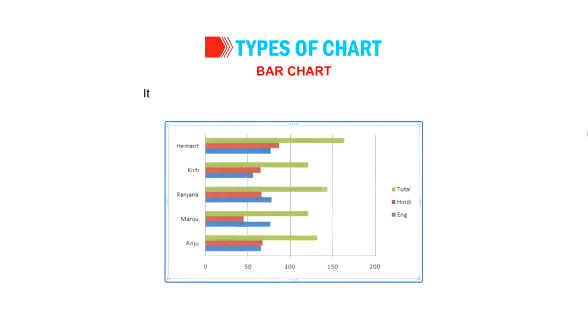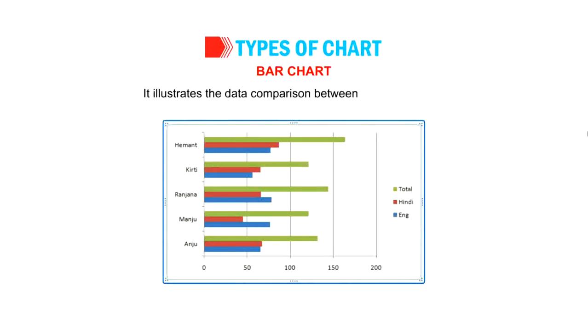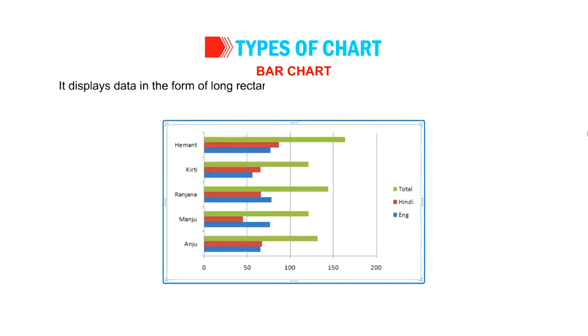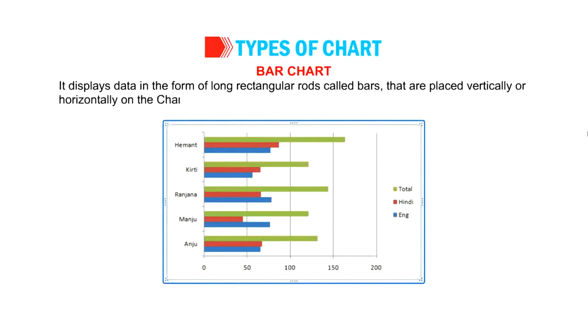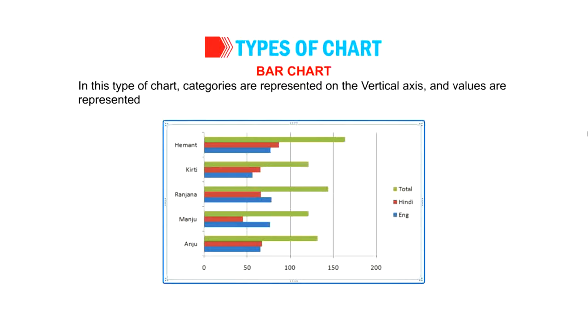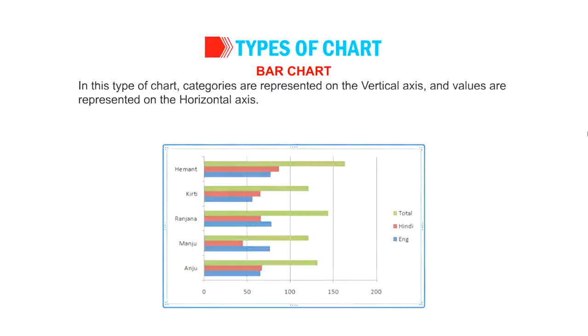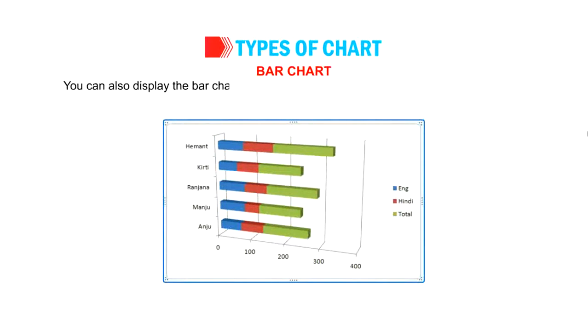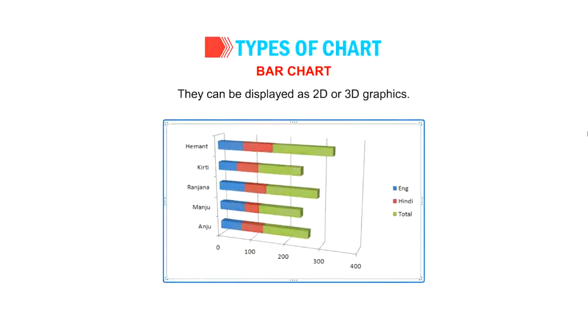Bar chart. It illustrates the data comparison between individual items. It displays data in the form of long rectangular rods called bars that are placed vertically or horizontally on the chart area. In this type of chart, categories are represented on the vertical axis and values are represented on the horizontal axis. You can also display the bar chart in stacked form to understand the relationship between different entities. They can be displayed as 2D or 3D graphics.